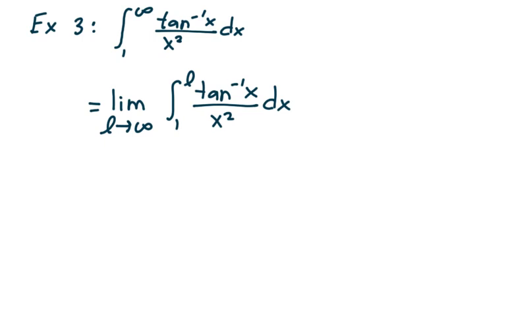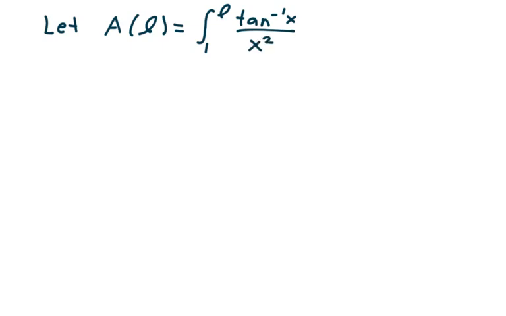Now, if this is helpful, if the limit gets in the way, we can do this. We're going to let A of L equal the integral from 1 to L of arctangent x divided by x squared dx. We're going to figure out what A of L is. So A of L is going to be written in terms of L, of course, right? And then we'll let L go to infinity from there.